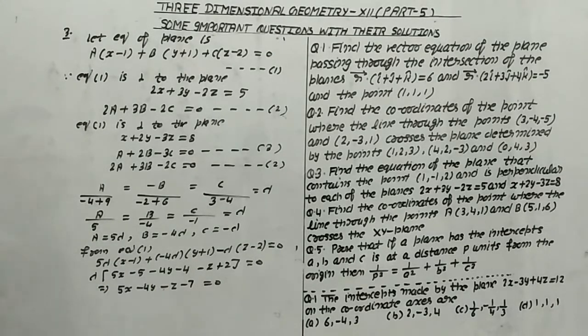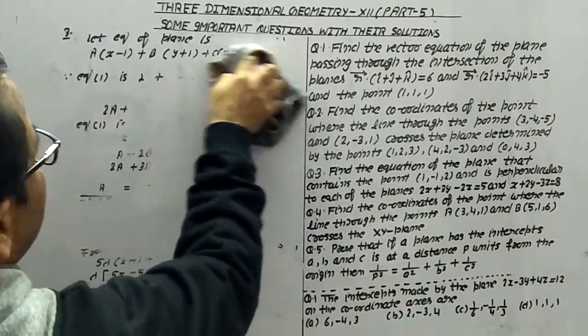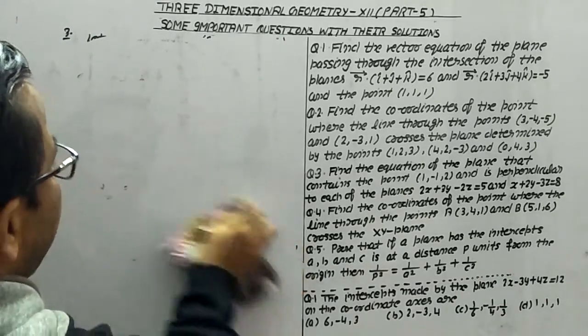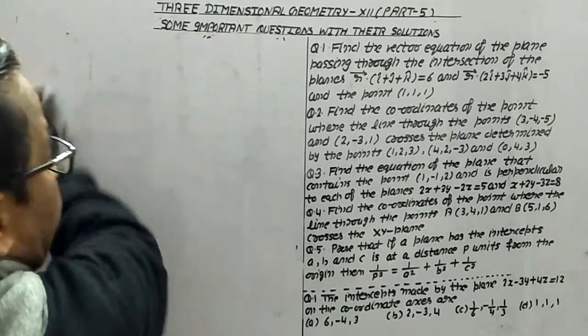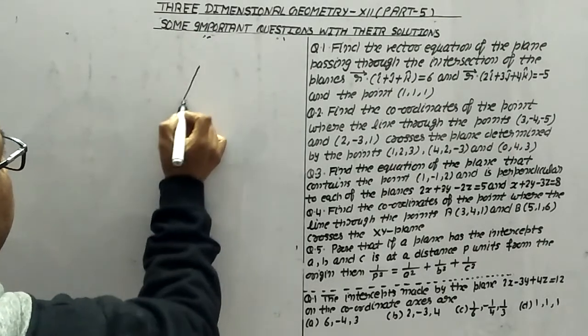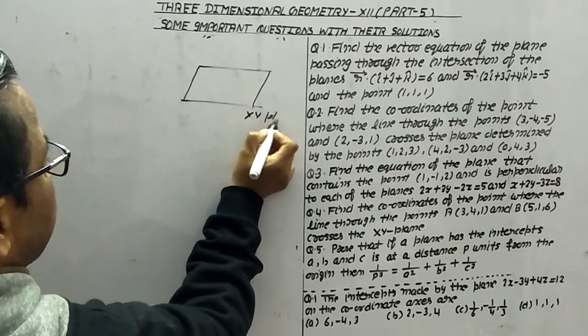Now in question number 4, they are saying find the coordinates of the point where the line through the points crosses the xy plane. First of all we have to find the coordinates of the point. Let us suppose this is the plane which we have in the form of the xy plane.